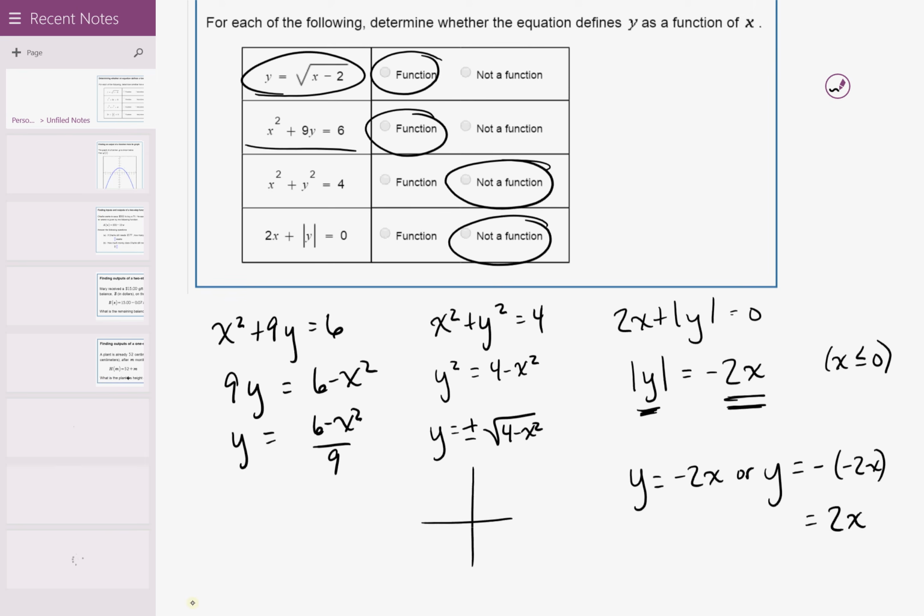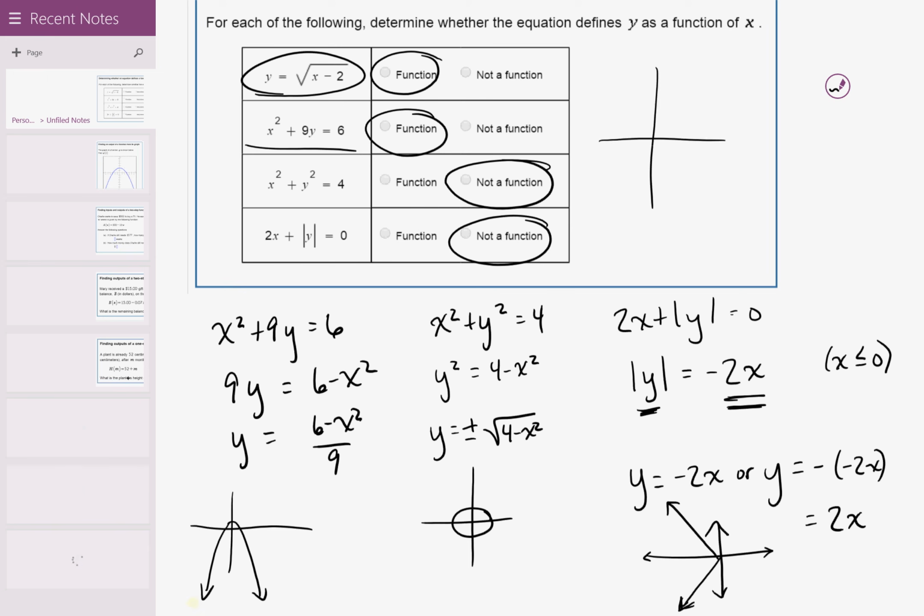So this one, if we graph it, is a circle radius 2 centered at the origin. This one, actually, is an absolute value function going sideways. This is a parabola opening downward. And this one, the first one, is a square root function.